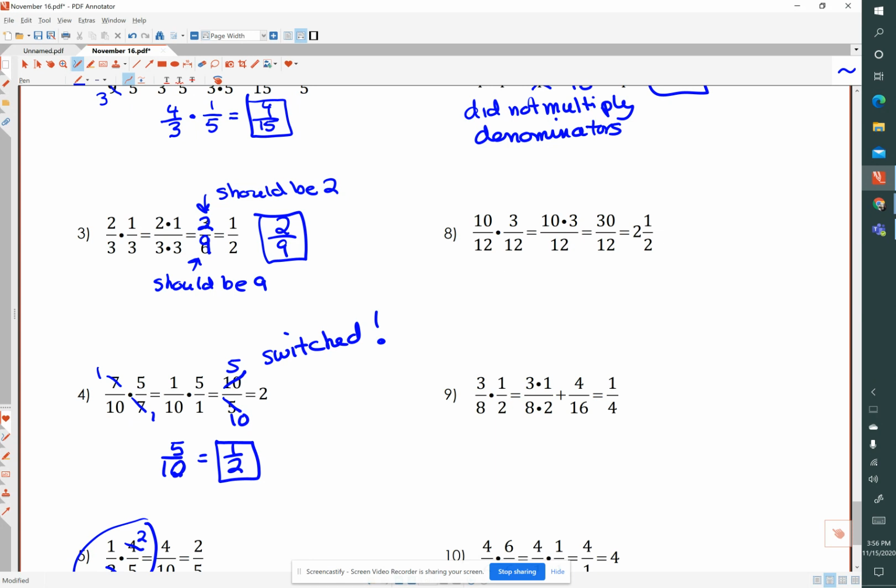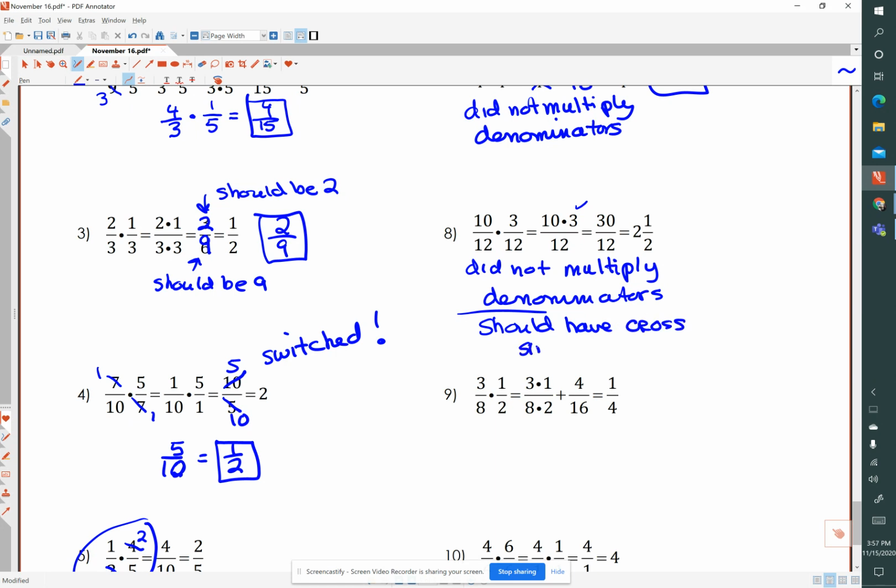And number 8. It looks like the same error as above. We have 10. Well, first of all, we can simplify, but they did 10 times 3, which is technically correct. Then they did not do 12 times 12. So they did not multiply the denominators. And also, they should have cross simplified to make this problem easier.